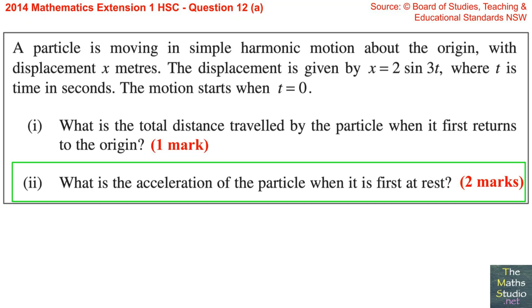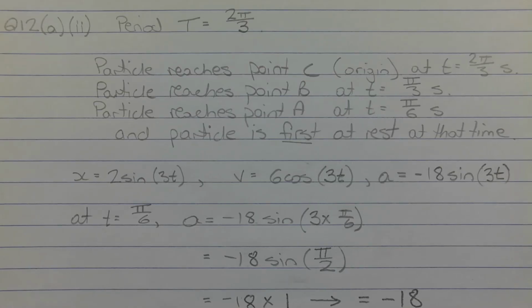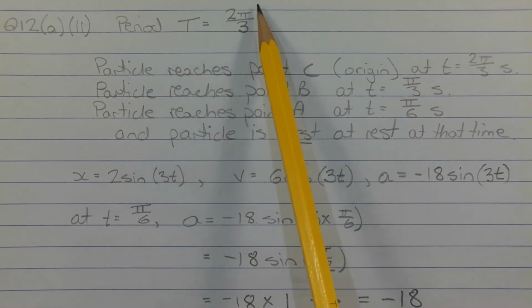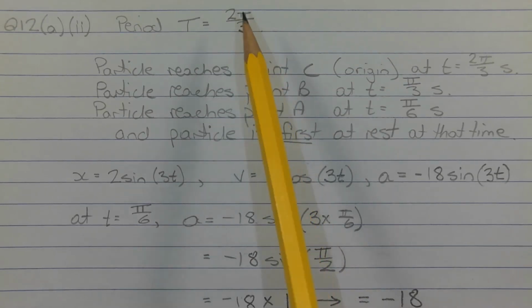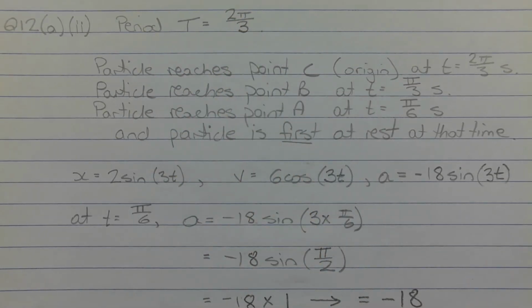Part 2. What is the acceleration of the particle when it is first at rest? The coefficient of the time variable t is 3, so n is equal to 3. We can use that to find the period of motion. So the period is given by capital T is equal to 2 pi over n, where n is equal to 3. So the period is 2 pi over 3.